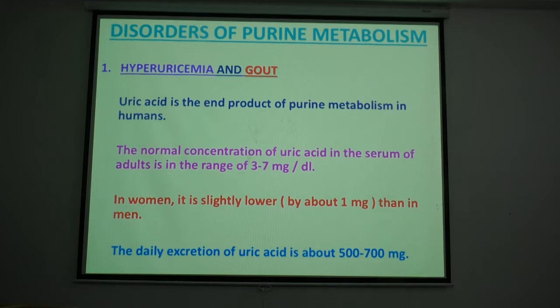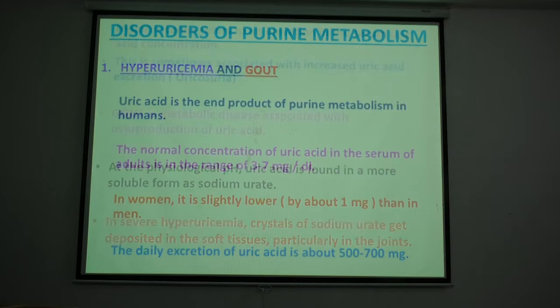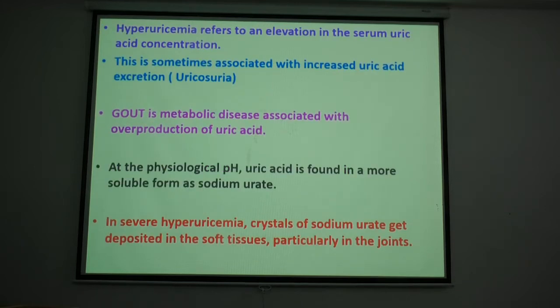Gout, hyperuricemia and gout. Uric acid is the end product of purine metabolism. What is the normal level? The normal level is 3 to 7 mg per dl, slightly less, by about 1 mg, in women. This point is important: crystals of sodium urate get deposited in the soft tissue, that means in the joints. Deposition of sodium urate crystals.